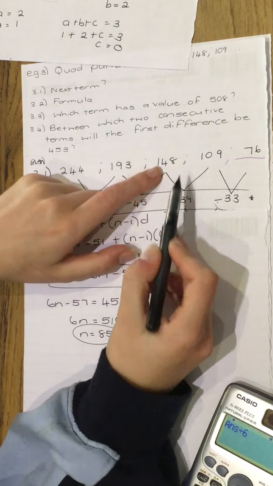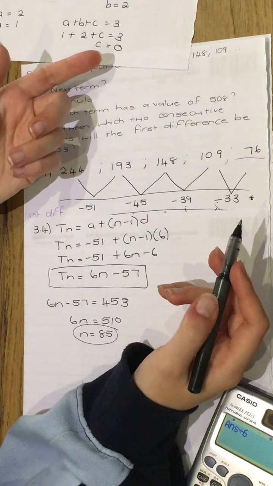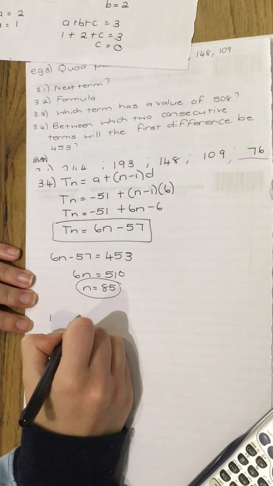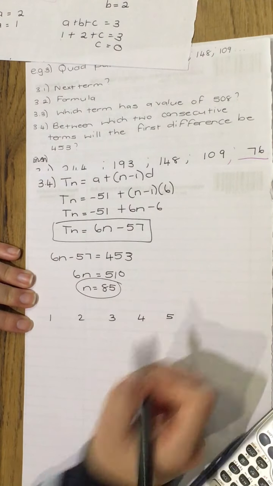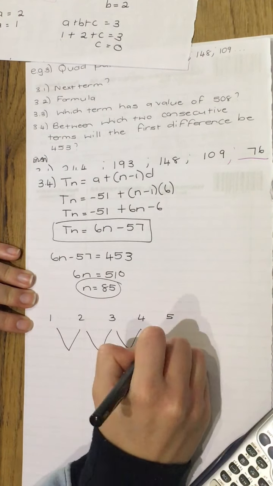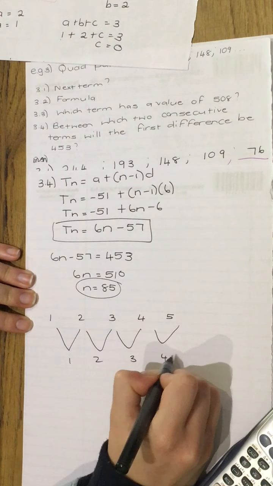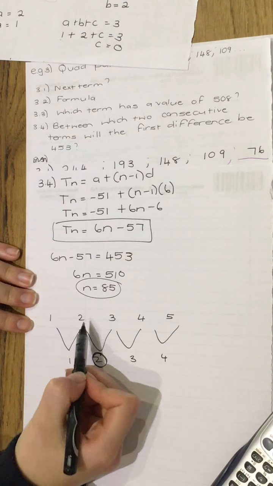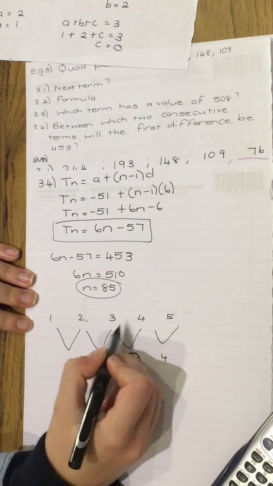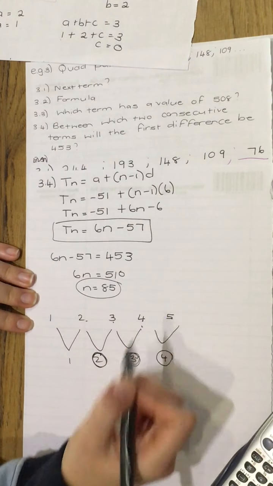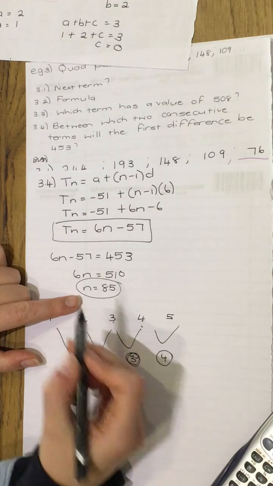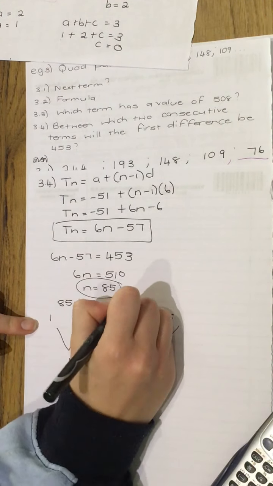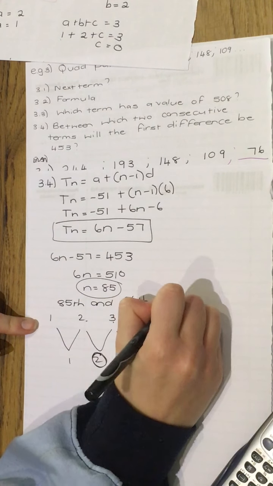But they don't want to know 85. They want to know between which two numbers it is. If this is a quadratic pattern, let's say this is 1, 2, 3, 4, 5, and so on, then this is my second row, 1, 2, 3, 4, 5. Do you see that if this is 2, the second one, it's between 2 and 3. If this is 3, it's between 3 and 4. This is 4, it's between 4 and 5. So what do you think 85 is going to be between? It'll be between the 85th and 86th term, and that is your answer.